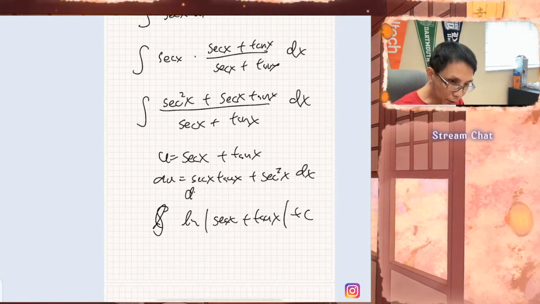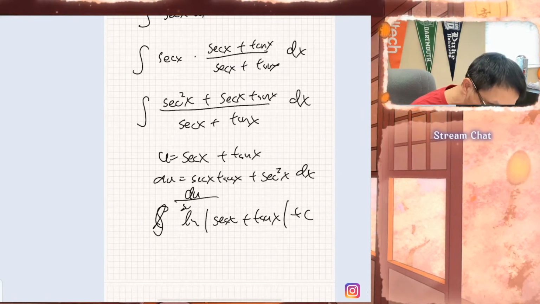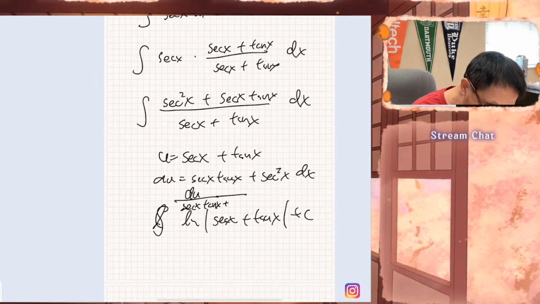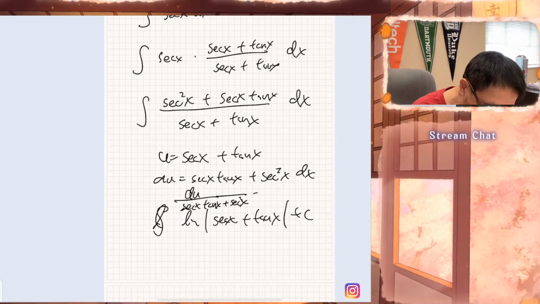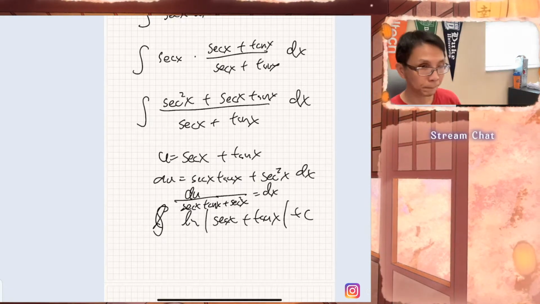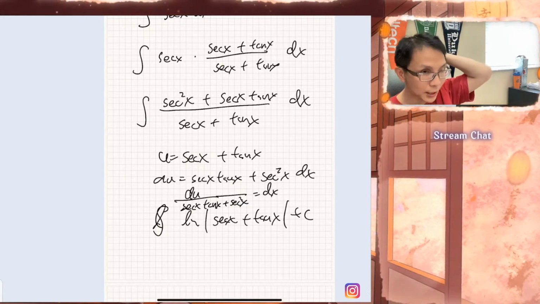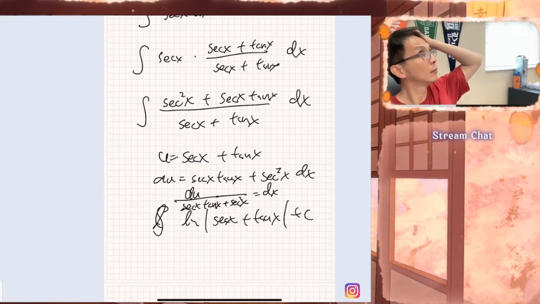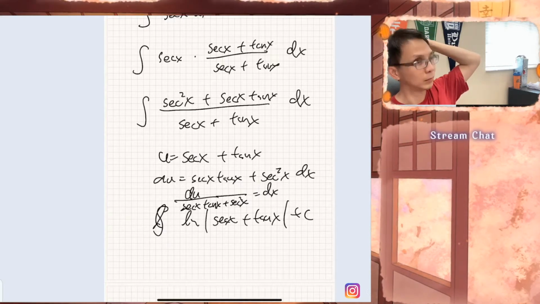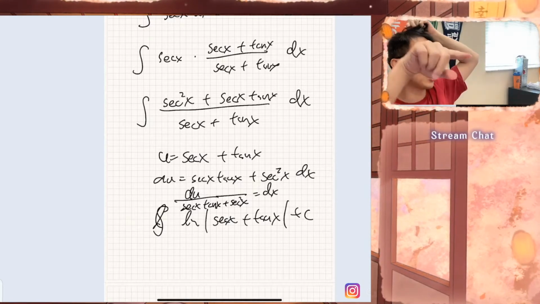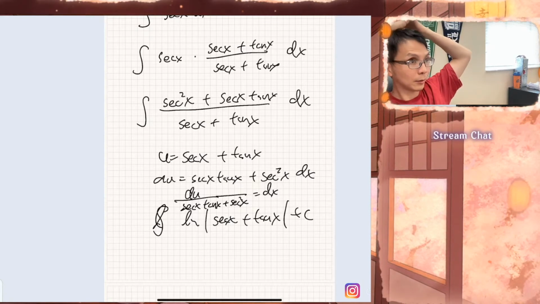Because I can move this to the other side. And then that's going to cancel out. Are we taking like the derivative? Are those parentheses absolute value? Absolute value. Okay. I mean for the natural log, it's going to be absolute value.